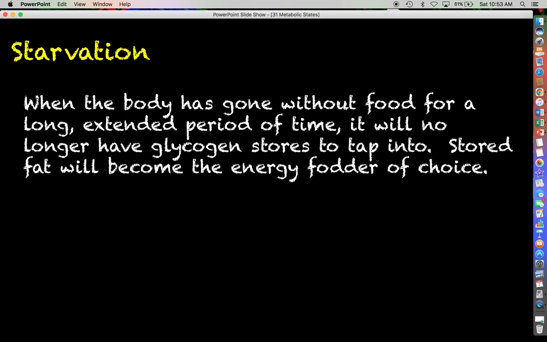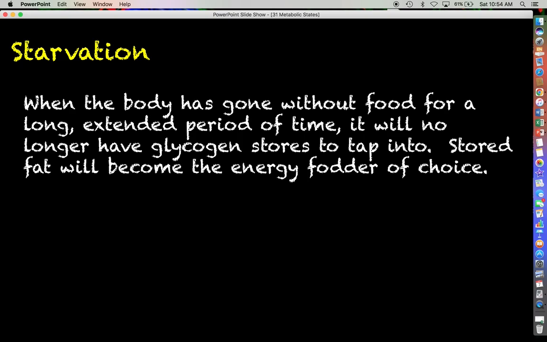Okay, so this is not technically a distinct metabolic state. It's more of an extreme extension of the post-absorptive state. But starvation describes a situation in which the body has gone without food for a very long, extended period of time, and we have completely blown through our glycogen stores, okay? So glycogen is meant to be energy storage in the short term. Fat is going to be more of a long-term storage facility.